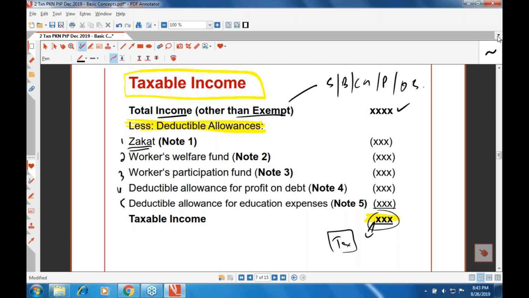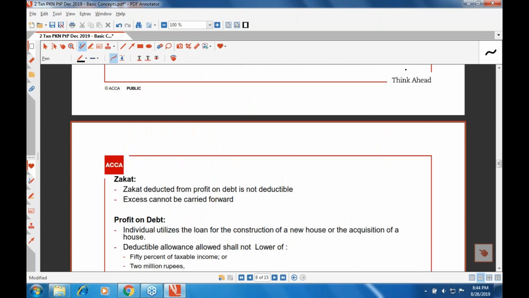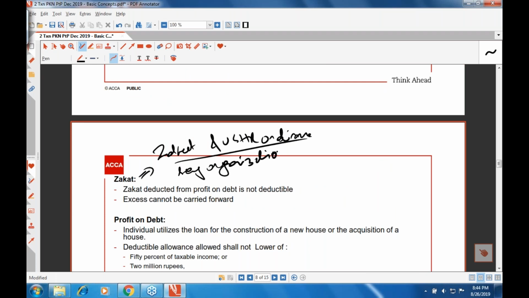What's important is that the government says that when you pay zakat, it has to be paid under the zakat and Ushur ordinance. Now, when we talk about zakat and Ushur ordinance, you have to pay to registered organizations, like for example, AD Foundation, Aga Khan, Shaukat Khanum Memorial Hospital, LRBD, Chhipa Ambulance, Aman Foundation. These are the registered organizations to whom you actually pay your zakat. If you pay zakat to these organizations, you get a receipt. Such zakat is deductible here.